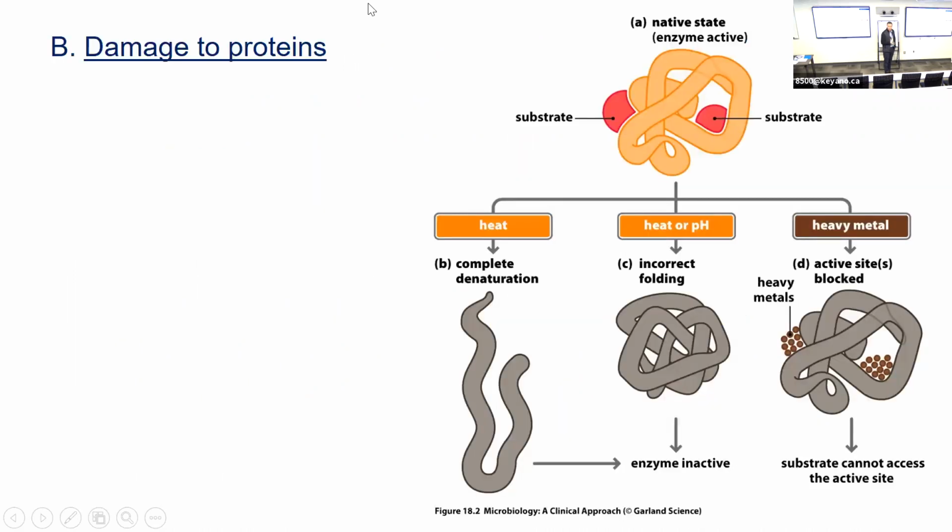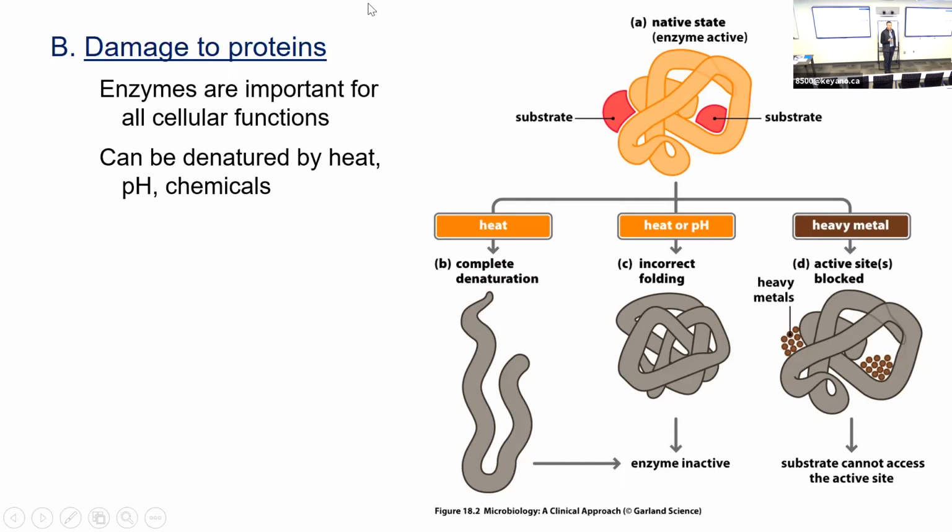We can also target proteins. So proteins, of course, many of them are enzymes involved in essential processes in microorganisms. And we can kill proteins by chemicals. We can denature them using heat. We can denature them using different pHs. Again, a variety of methods to destroy proteins. Once they don't have their enzymes, they can't live, and that's what we're trying to do, trying to kill these things.